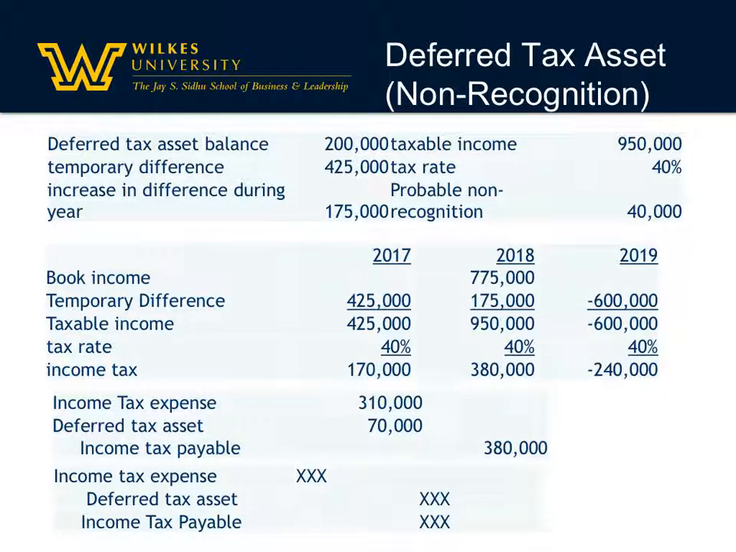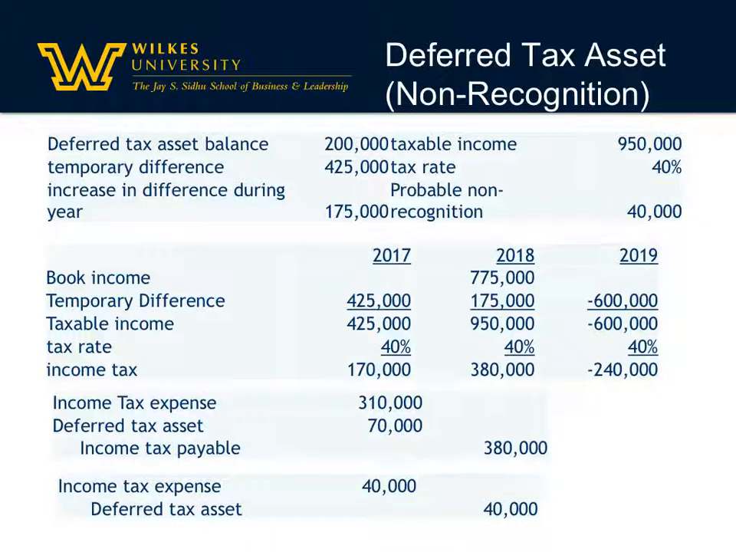So we need to deal with the 40,000 of non-recognition of the deferred tax asset. And we're going to kind of do the same thing. We're just not going to have income tax payable because we're not going to get the benefit of that on the tax return. And this is the entry. We're simply going to debit the income tax expense and credit the deferred tax asset for 40,000 because that was the amount we didn't expect to recognize.